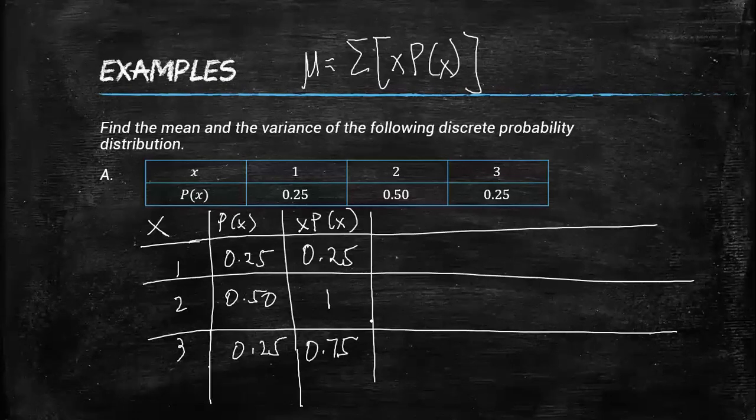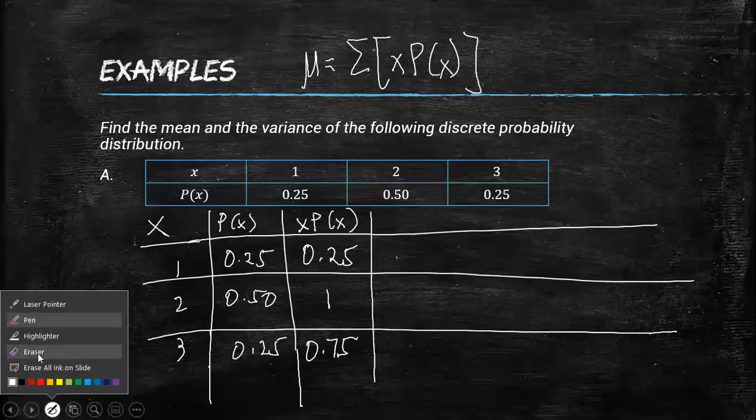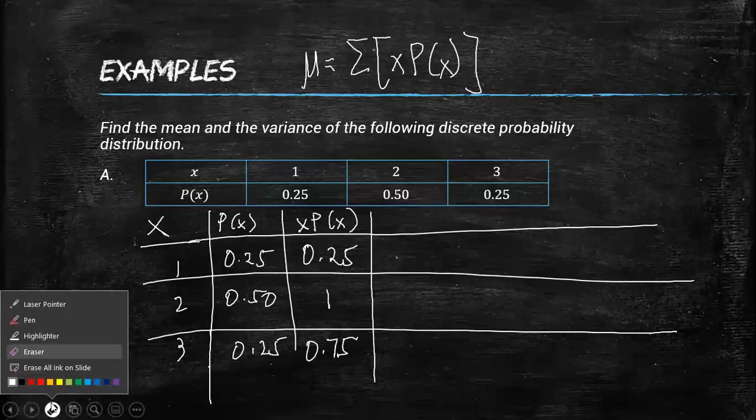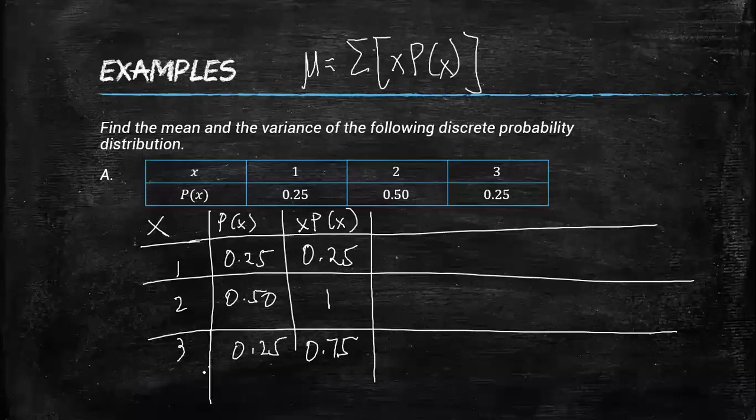Okay, so ngayon, ayan. So what's the sum? Ang gagawin natin, dahil nga may x times p of x na tayo, class, hahanapin natin yung sum. Ibig sabihin, pag-a-add lang natin, class, yung mga x times p of x. Ayan. Ito yung 0.25, 1 and 0.75. Dahil nga ito yung x times p of x, di ba?